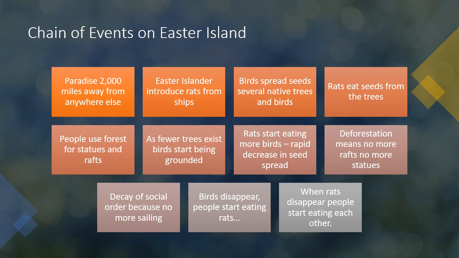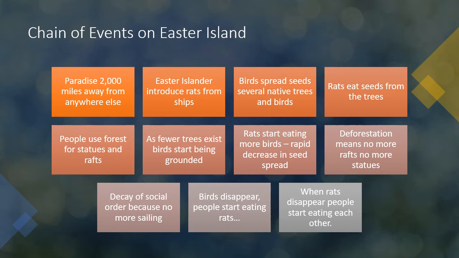And so they too are in some ways in competition with the rats over who can eat from the bird population. As this is going on, it creates a rapid decrease in the spread of the seeds of the island itself. So you're getting even fewer trees at a rate at which they're maybe most needed. And when the deforestation completely occurs, when the forest disappears, this means that there are no more rafts, and so there are no more statues.